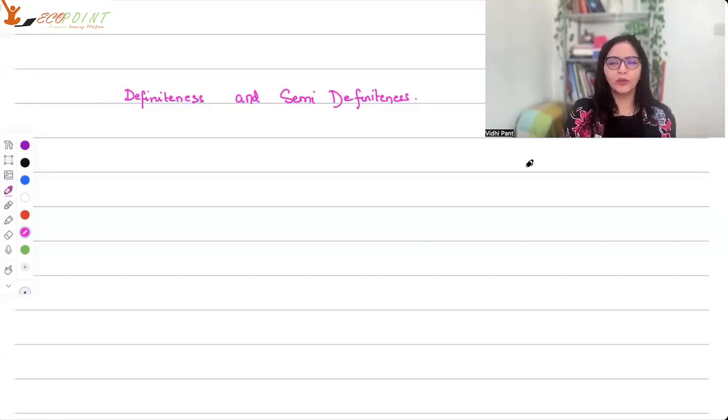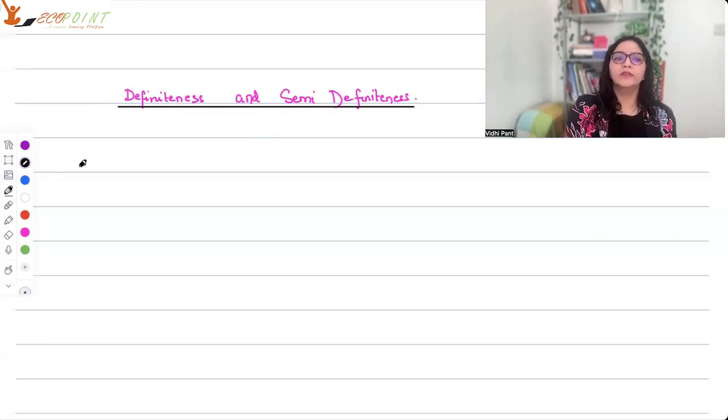Today I want to do a quick brush up on the concept of definiteness and semi-definiteness. Now this concept is extremely important in multivariable calculus. You use it a lot in optimization for maxima, minima, saddle point. So what is definiteness? What is semi-definiteness?